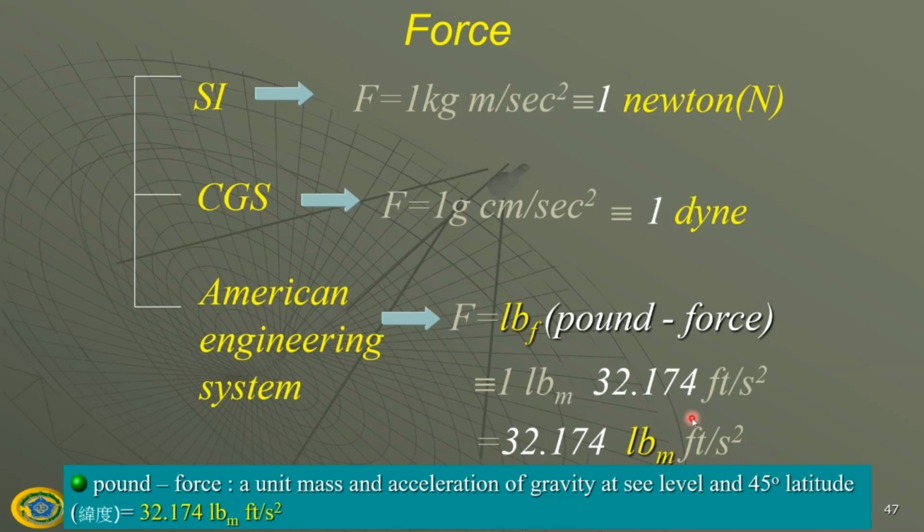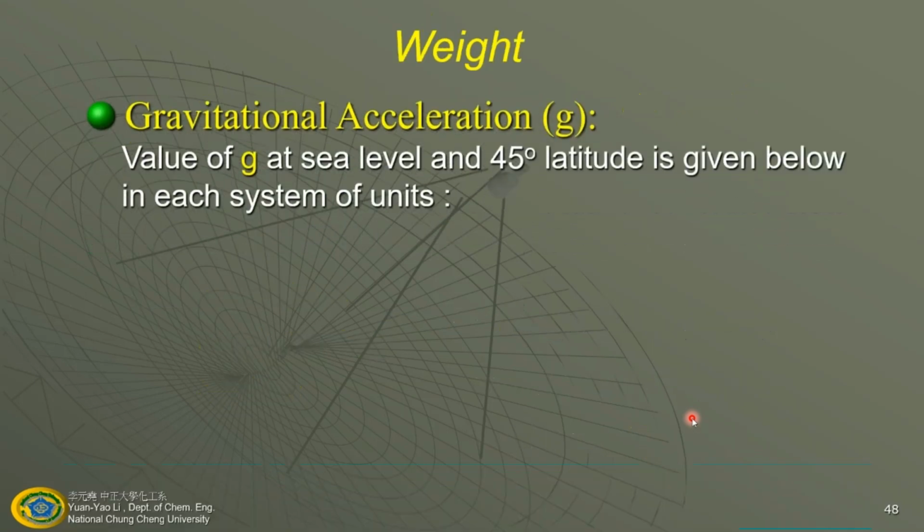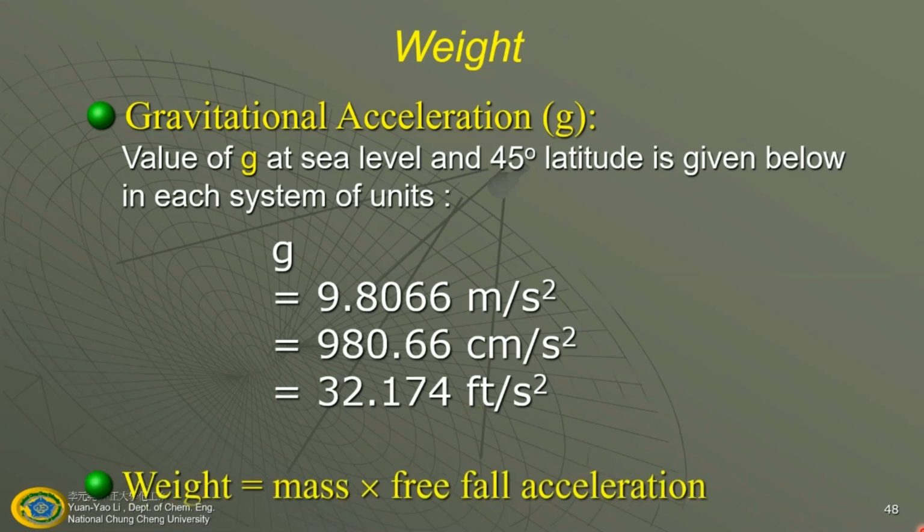Anyway, it's easy to use acceleration because we use weight. Weight involves gravitational acceleration. If you think of gravity, the gravitational acceleration G is 9.8 meter per second square. That's why 1 pound force is equal to 32.174 pound mass times feet per second square. Okay? I'm sure you understand this.